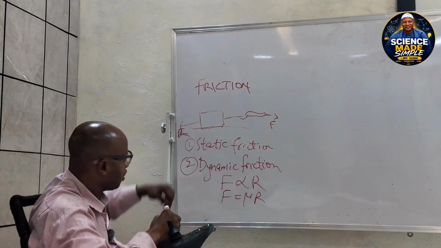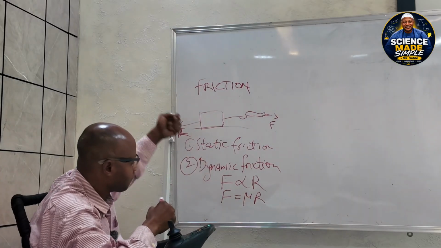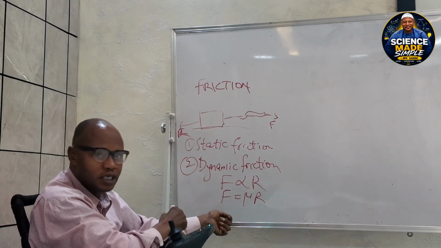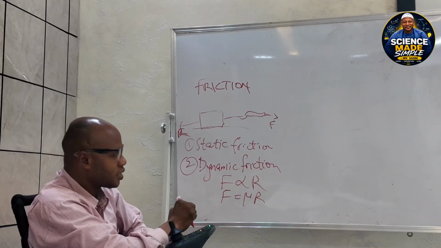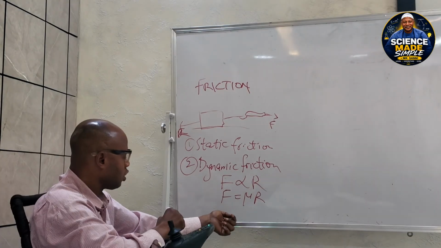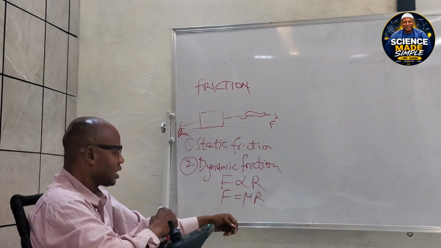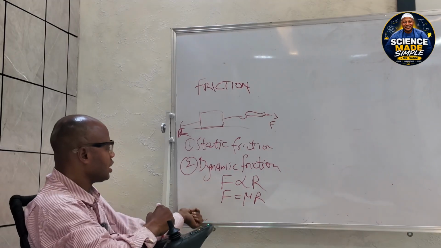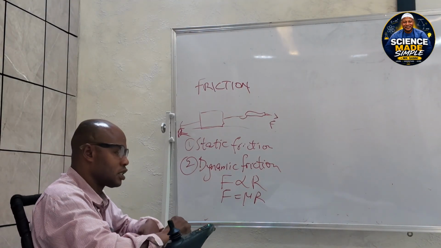For static friction, we have mu to be the coefficient of static friction. That is the force required by the body to start moving the body. While in the other one, dynamic friction, mu is called the coefficient of dynamic friction. That is the coefficient that will keep the body to move in a uniform velocity.